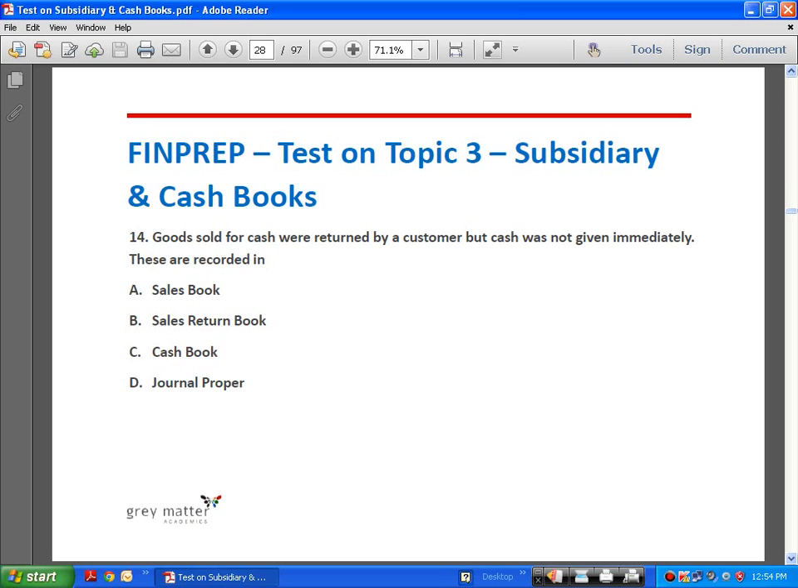Goods sold for cash were returned by a customer, but cash was not given immediately. These are recorded in which book? So when goods are sold on credit and they are returned, it would be entered in the sales returns book. But here goods are sold for cash and they are returned, but cash has not yet been paid to the customer. So such transactions will be accounted for in the journal proper.